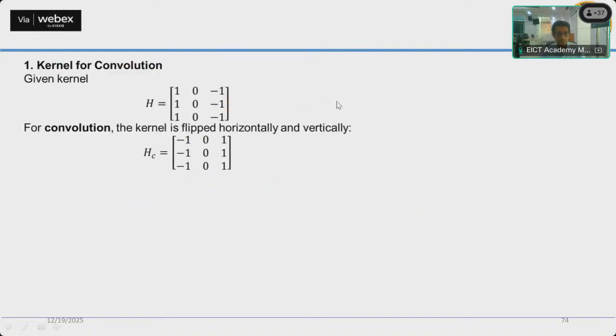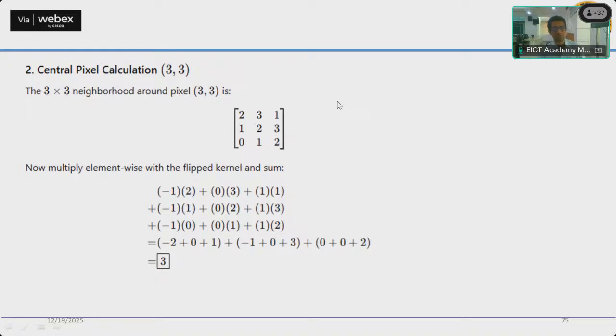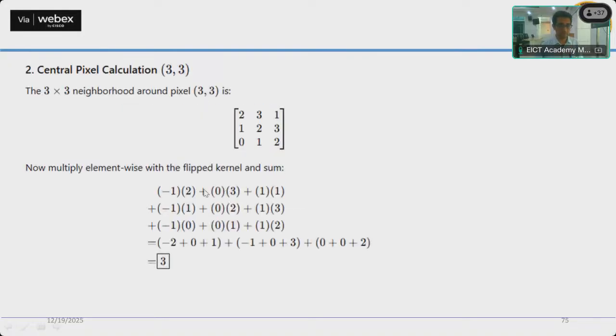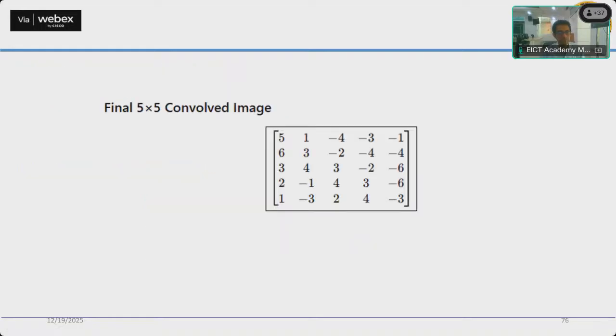How will you perform this? Here it has been shown: multiply element-wise with the flipped kernel. So what is this value? You will directly multiply: minus 1 into 2 plus 0 into 3 plus 1 into 1. Horizontally, it is minus 1, 0, 1, as shown here, when you go across with this. So this is the final 5 by 5 unfolding.